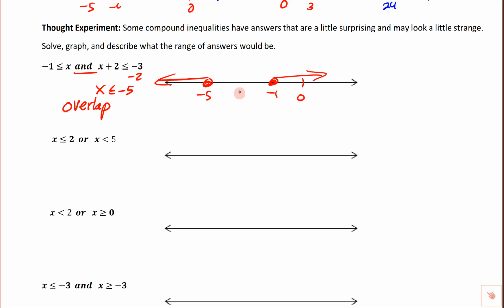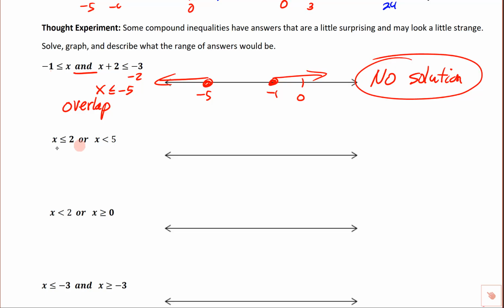So we want to know where they overlap. Well, they head in different directions, so there is no overlap. So on this one, there is no solution, okay? So it's possible, just like with the equations, we can have inequalities that don't have solutions either.